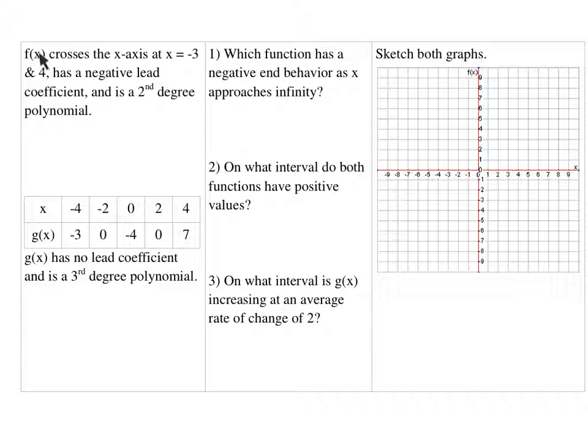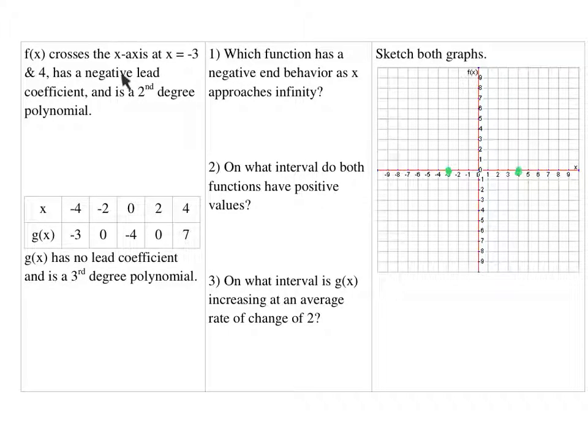So f crosses the x-axis at negative 3 and 4, has a negative lead coefficient, and is a second-degree polynomial. To graph this, let's start with the easiest things first. What was the easiest thing to plot? The zeros. So I'm going to plot (negative 3, 0) and (4, 0). So I know I have that, and it's going to look like some sort of graph going through those two dots.